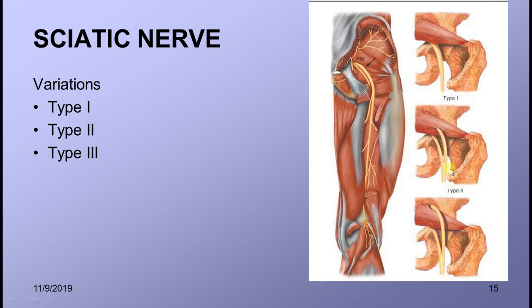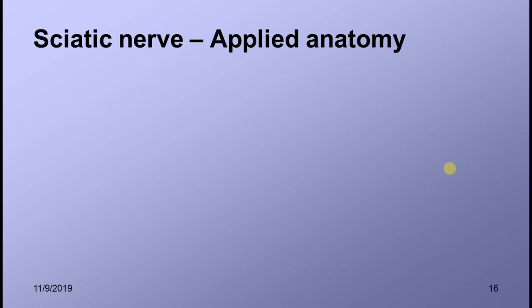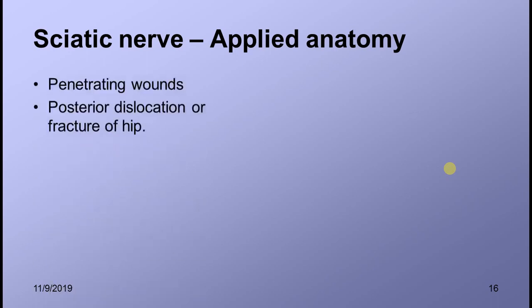So these variations should be kept in mind in case of any compression of these nerves while treating the compression of this nerve. Very commonly it is called sciatica. Mainly the sciatic nerve can be injured due to penetrating wounds or dislocation or fracture of the hip posteriorly.